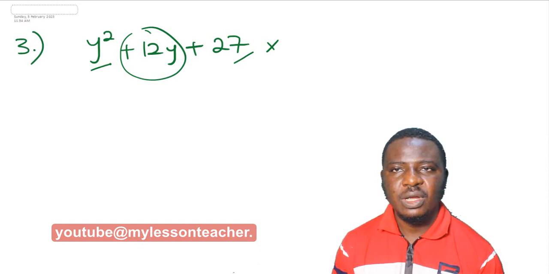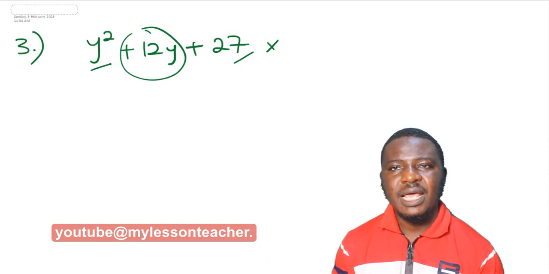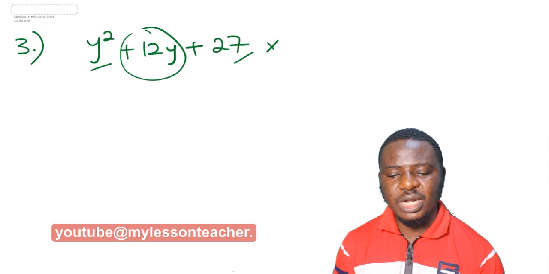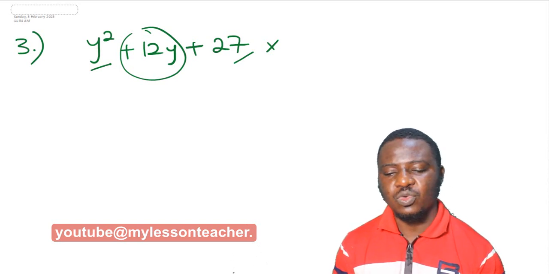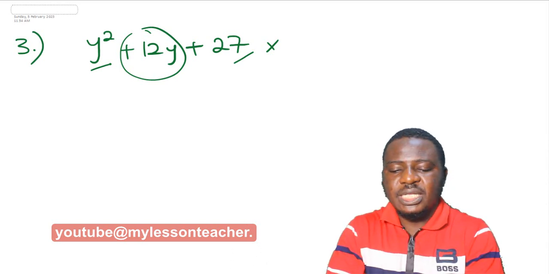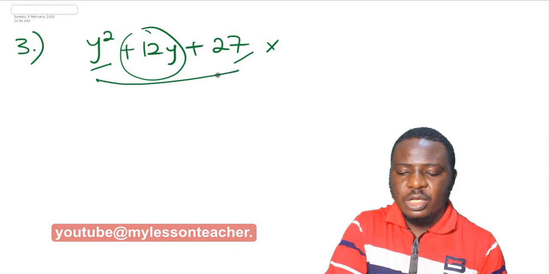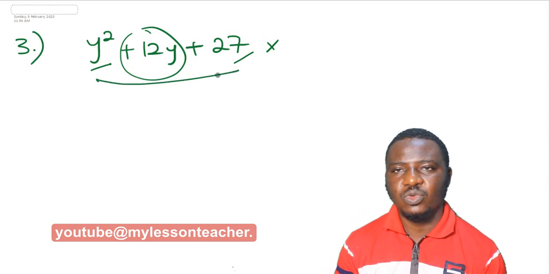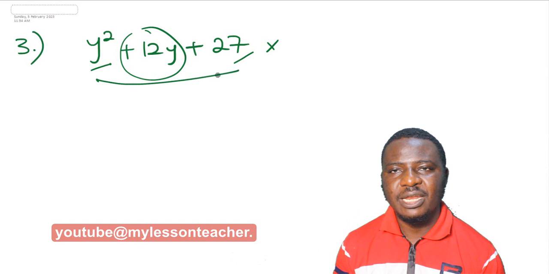In our next class, we shall be looking at how to make a quadratic expression a perfect square. For example, I just said this is not a perfect square. So what do you do to make it a perfect square? That we shall learn in our next class.